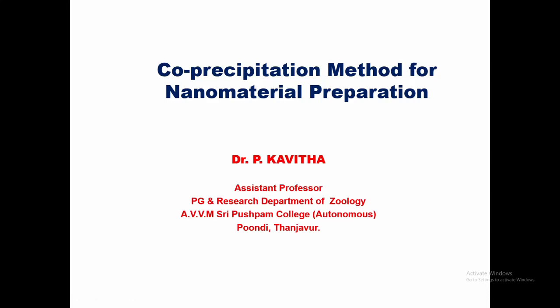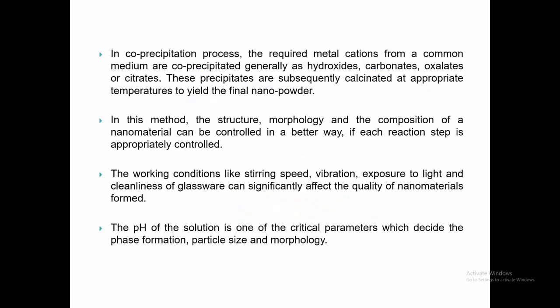In this video, you can learn how to prepare nanomaterials by co-precipitation method. In co-precipitation process, the required metal cations from a common medium are co-precipitated generally as hydroxide, carbonates, oxalates or citrates. These precipitates are subsequently calcinated at appropriate temperatures to yield the final nanopowder.